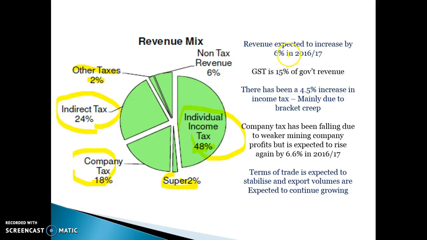Revenue is expected to increase in 2016-2017 by 6%, and the main reason for that is because of bracket creep. Because we're experiencing inflation, even though it's not that high, people are getting pushed into higher tax brackets, and that's helping the government to collect a lot more individual income tax. Unfortunately, company tax has been falling, and that's because of the mining boom ending and companies making less profit. And that's to do with the lower terms of trade.